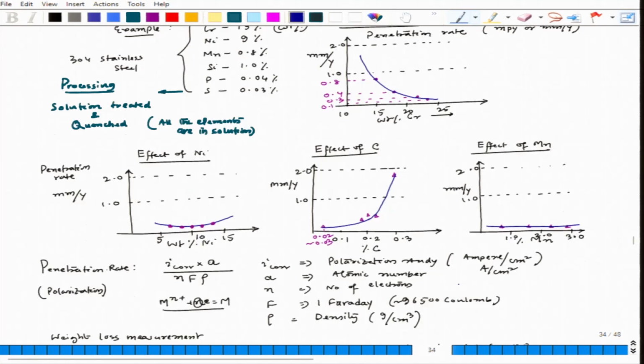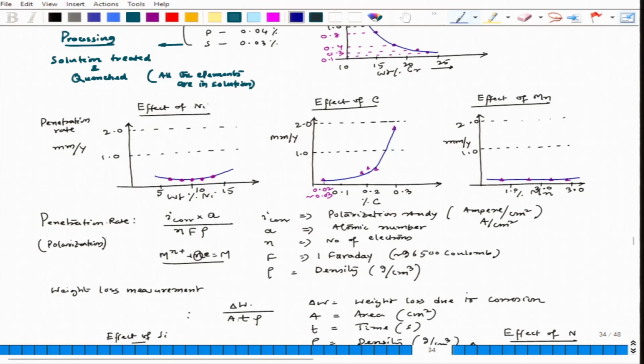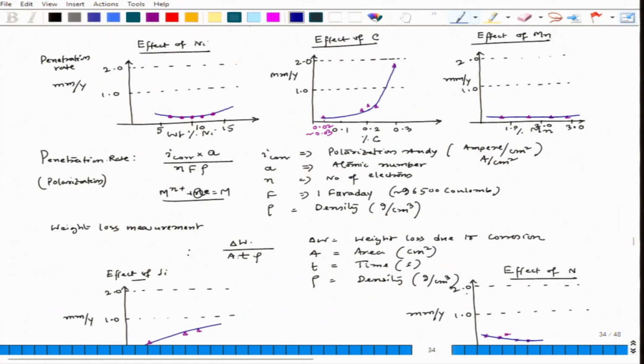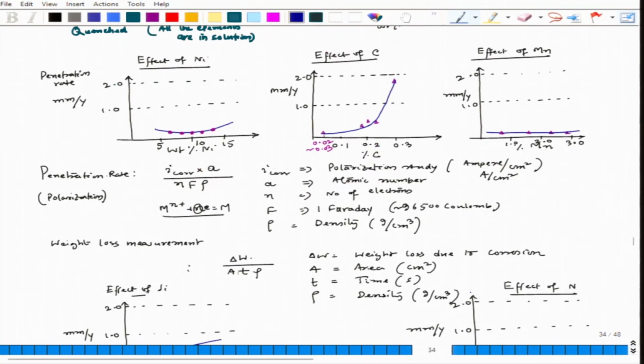Now, if we take only composition, fixing the microstructure, we could see that the surface film character is changing with the change in percentage of chromium, nickel, manganese, carbon, nitrogen. Sorry, not molybdenum, there is no molybdenum here. So, we have considered 6 elements. That means there is a substantial effect of composition on the passive film character, and accordingly we can have a difference in corrosion performance.